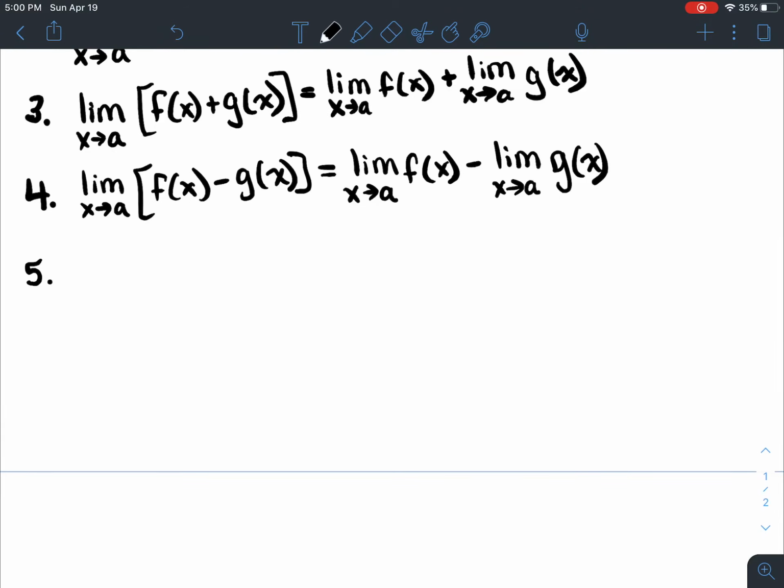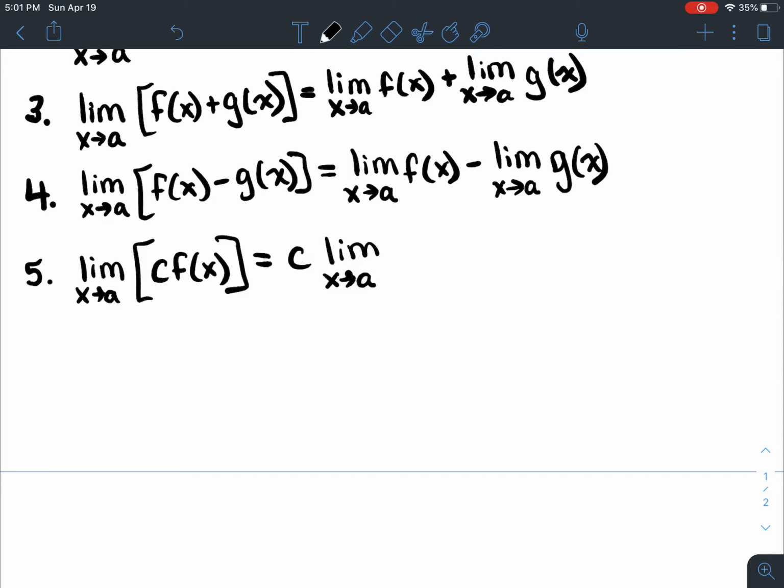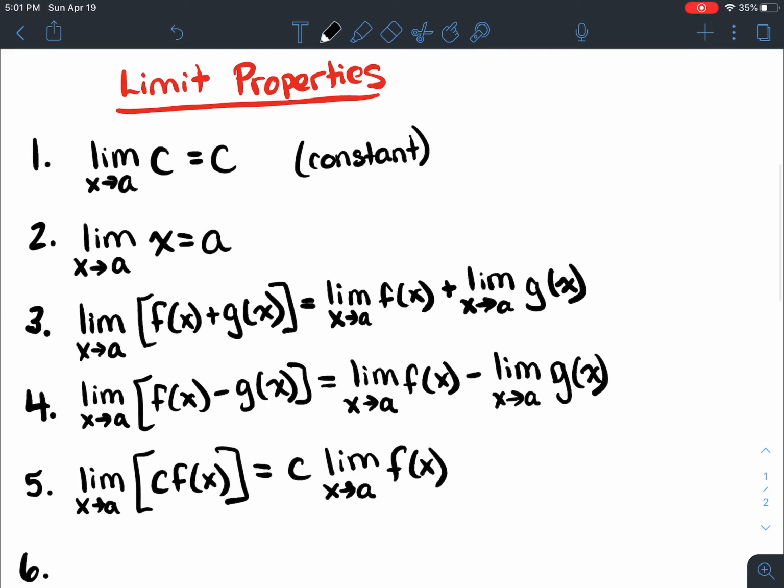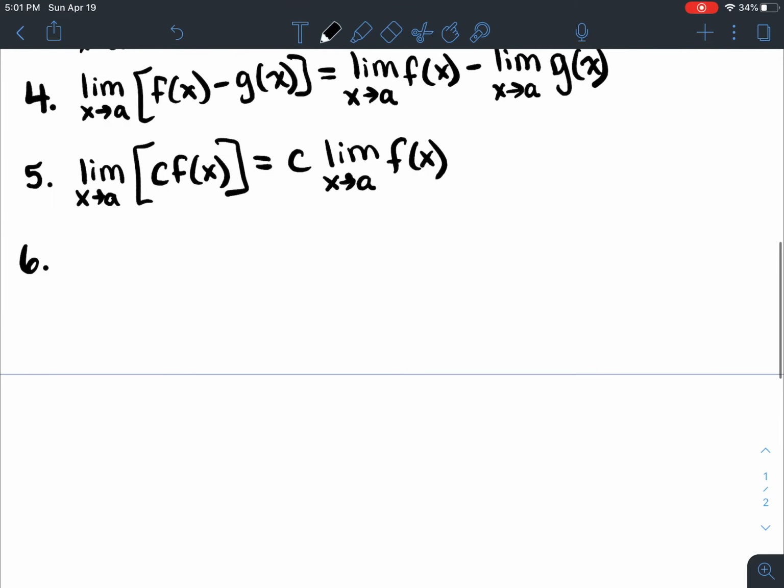Number 5. This one is with a constant. It's kind of obvious. So the limit as x approaches a of a function that's got a constant multiplied by a function, you can actually toss that constant out front and just find the limit of the function without the constant and multiply it after. That makes sense? Okay. It makes sense because of rule number 1. The limit of the constant is just going to be the constant anyways.